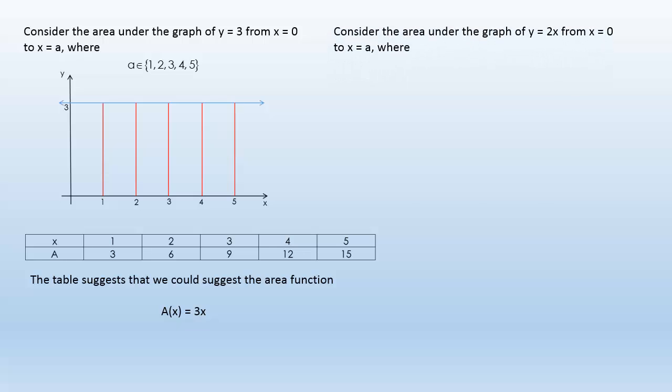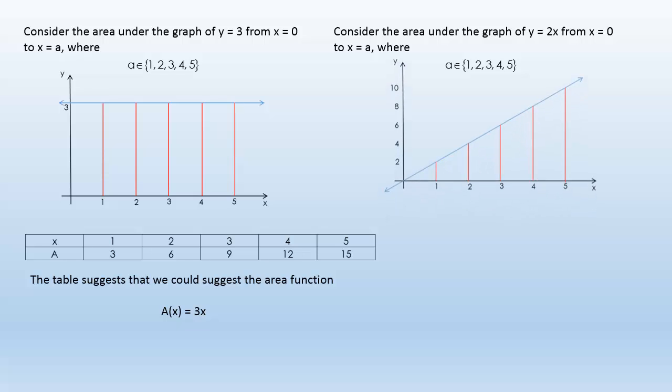Consider the area under the graph of y equals 2x from x is 0 to x is a. And let's once again take a as 1, 2, 3, 4, 5. And so if we look at this, here's y equals 2x. So if a is 1, we're looking at this first triangle here, base 1, height 2, so the area would be 1. If a is 2, we're looking at this triangle just here, base 2, height 4, so the area of that would be 4.